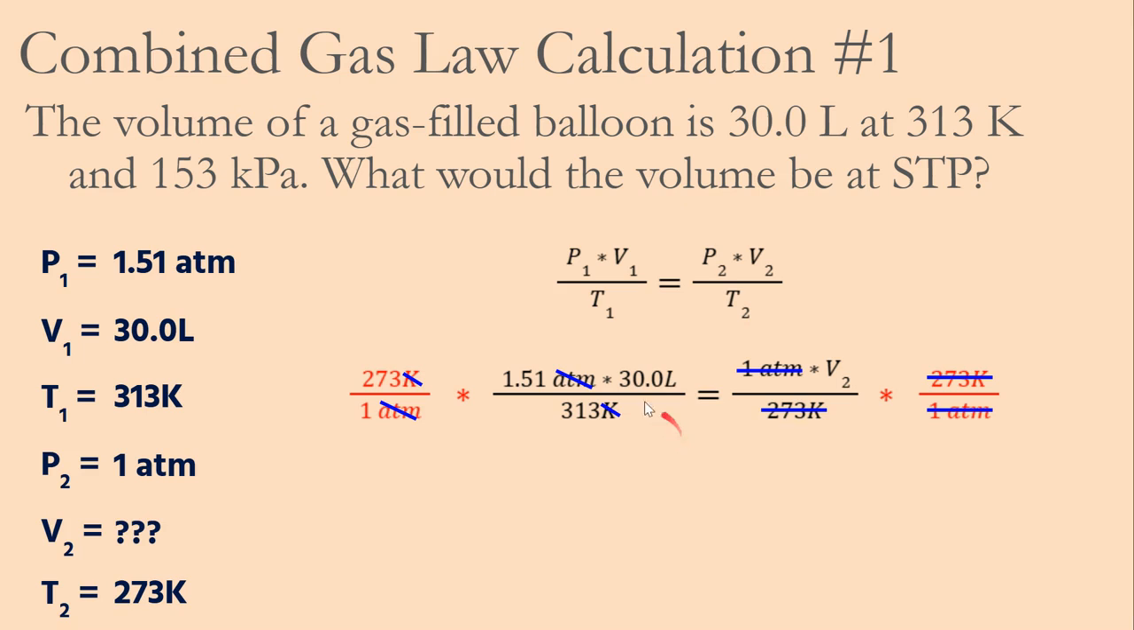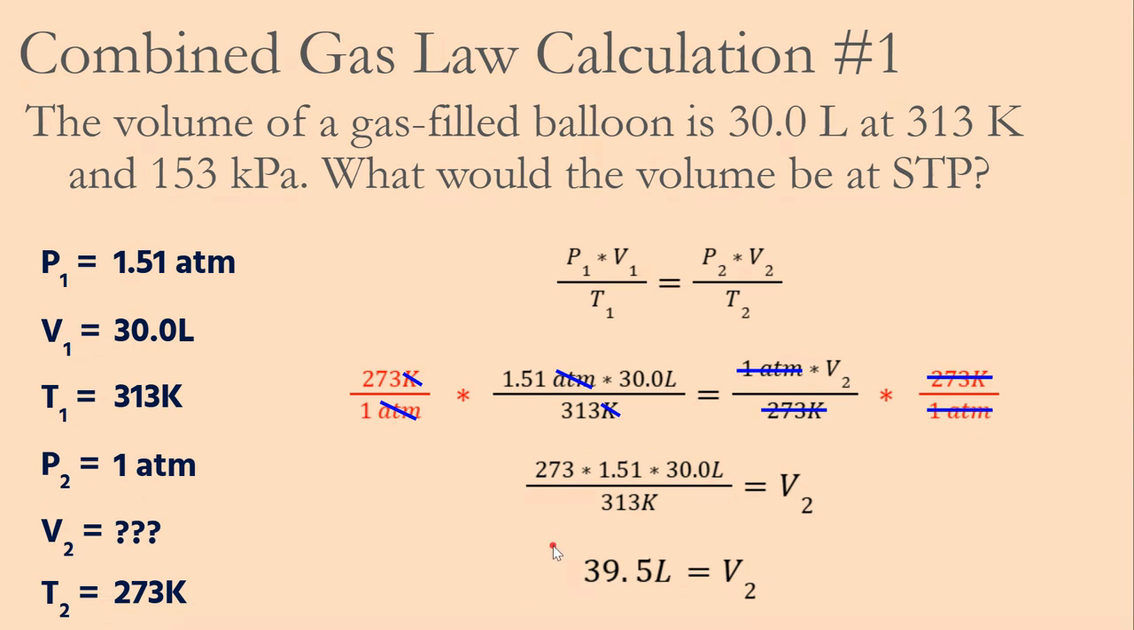Finally, let's rewrite all of our work on the left side. Everything that didn't cancel gets rewritten. We can see that 273 times 1.151 times 30 liters divided by 313 Kelvin equals V2, or the final volume. Notice the only unit left over is liters, which is good because that's the unit of volume. We'll multiply our numerator, divide it by our denominator, and get 39.5 liters as our final volume.